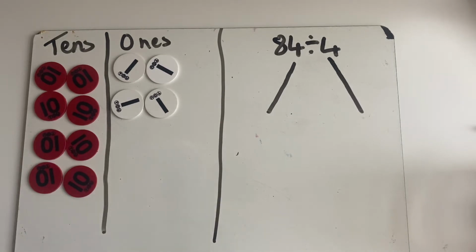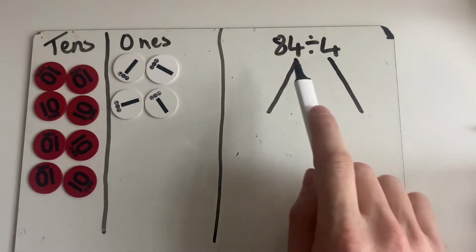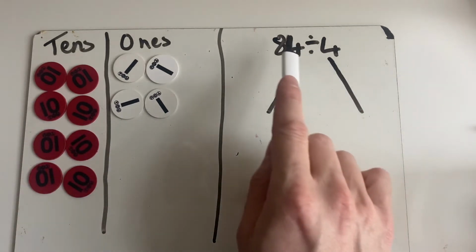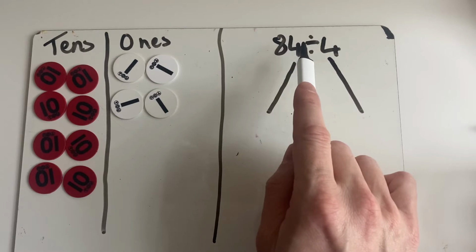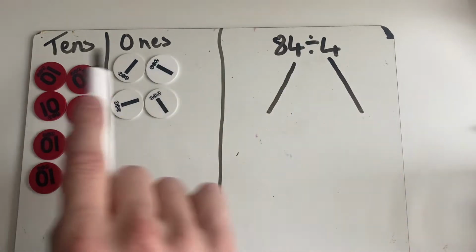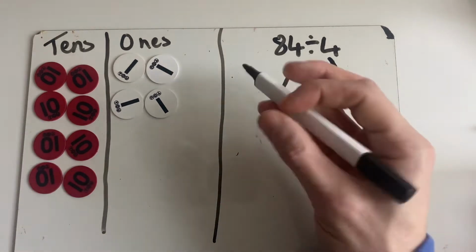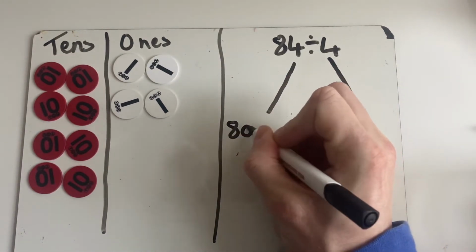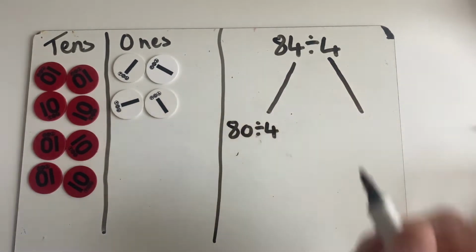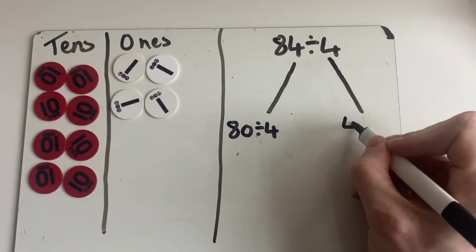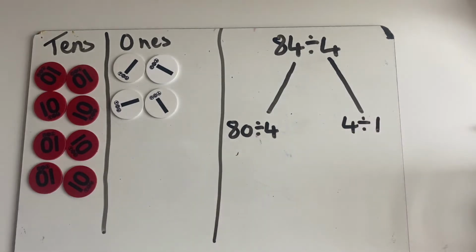To begin with, what we've got here is the question 84 divided by 4. We've split the number that we're dividing into tens and ones. So here we've got 8 tens, so we're going to do 80 divided by 4. And on here we've got 4 ones, so we're going to do 4 divided by 1.